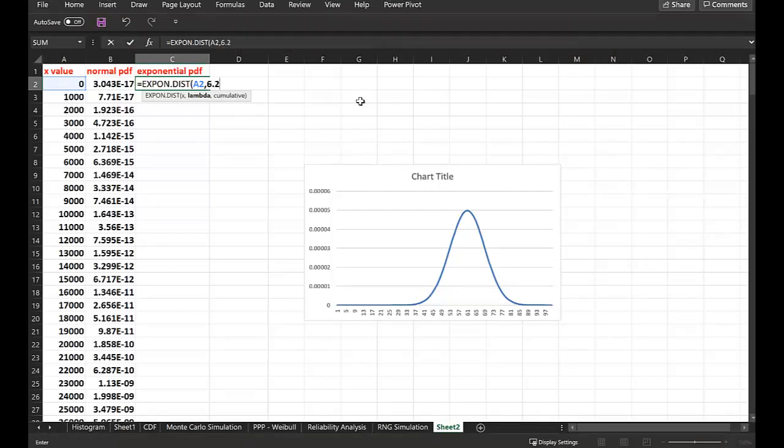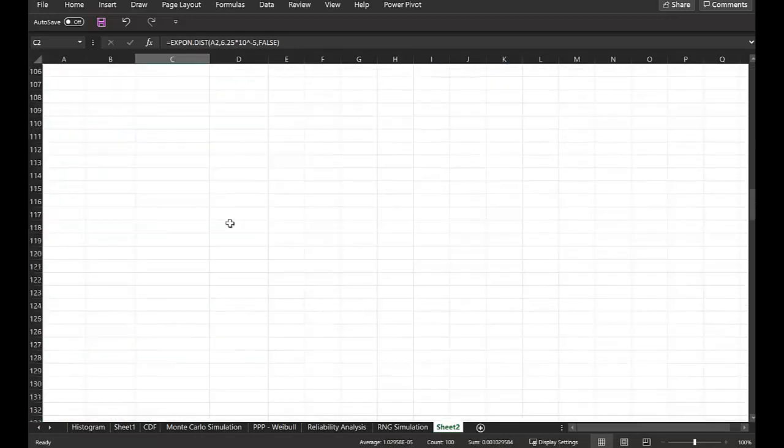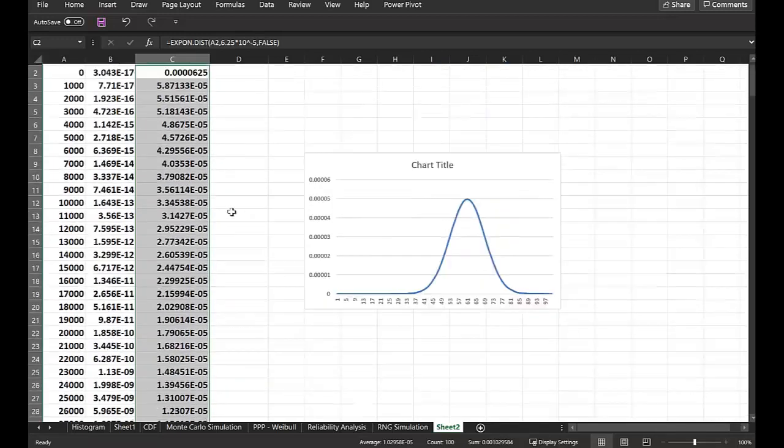So we have to put this value, 6.25 into 10 raised to the power minus 5. And then we have to also put false because this is a PDF. So this is giving me the exponential PDF. Now we have to double click here, and this will give me the value of PDF corresponding to all values of x.